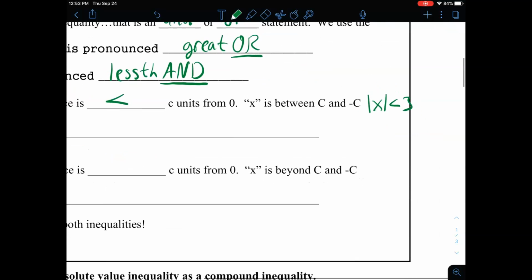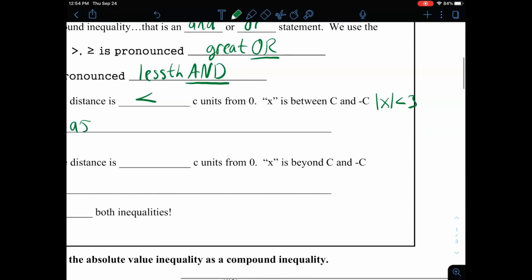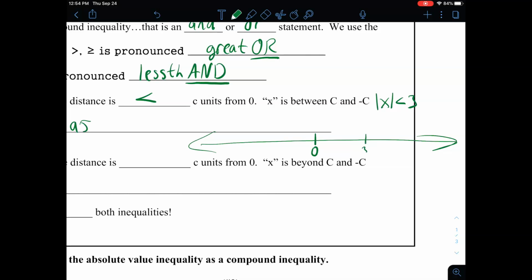So I have the absolute value of x is less than 3, right? Let's make a number line here. So it's saying what numbers are less than 3 away from 0? Well, here's 0. Let's try some numbers. Let's try 3. Well, is 3 less than 3 away from 0? 3 is not less than 3 from 0. It's exactly equal to 3.